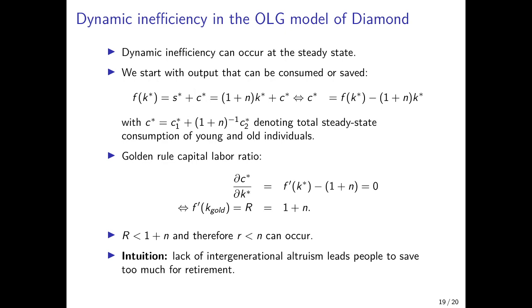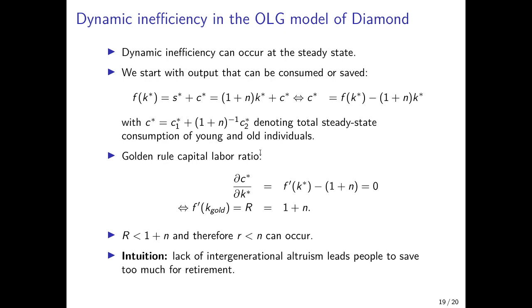And total output is either used for saving or for consumption. And consumption refers to both generations, the one that is young and the one that is old. So basically consumption at the steady state is made up of consumption of the young and consumption of the old. And here we have to adjust for population growth because those who are old today, this cohort was of size 1 over 1 plus n the period before. Savings are equal to 1 plus n times the capital stock. And we can then rewrite consumption per worker at the steady state as output minus 1 plus population growth times capital.